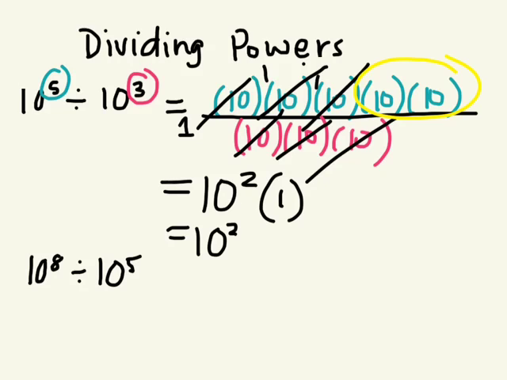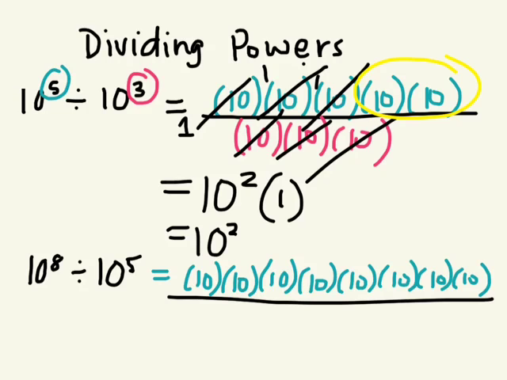Okay, so let's try 10 to the power of 8 divided by 10 to the power of 5. I want you to write this in expanded form. So how many times do I have to write the base? 8, good. 1, 2, divided by 10 to the power of 5. So how many times do I write that? 5. 1, 2, 3, 4, 5.